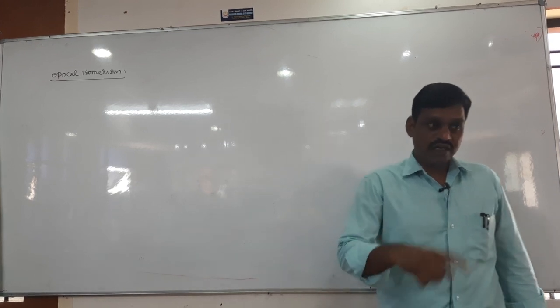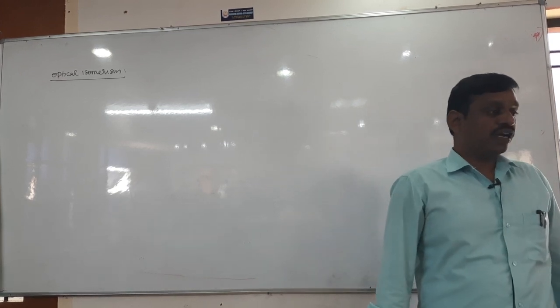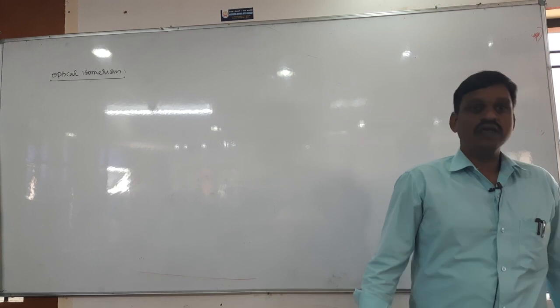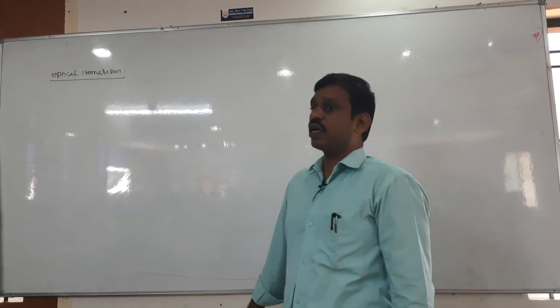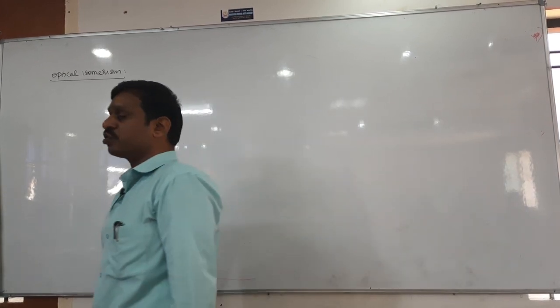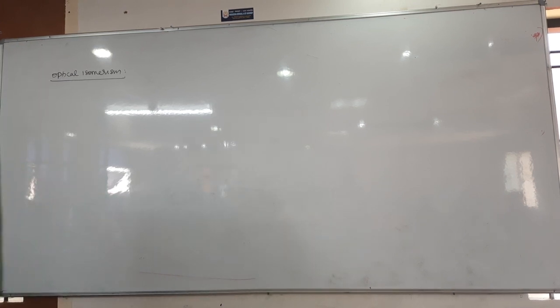That is completed. Next is optically inactive substance. What are optically inactive substances? The organic substances which do not interact with plane polarized light are called optically inactive substances. Till here completed, right? Okay, next.